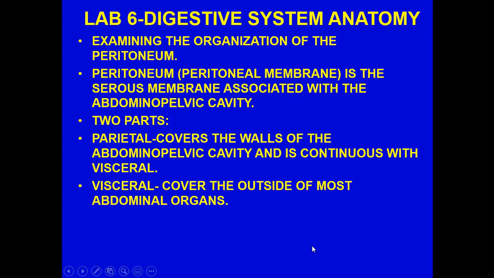Now, when we start off, we're going to be examining the organization of the peritoneum. The peritoneum, otherwise known as the peritoneal membrane, is the serous membrane associated with the abdominal pelvic cavity. Now, of course, there's two parts. One is the parietal, one's the visceral. The parietal covers the walls of the abdominal pelvic cavity and is continuous with the visceral. The visceral, though, covers the outside of most of the abdominal organs.